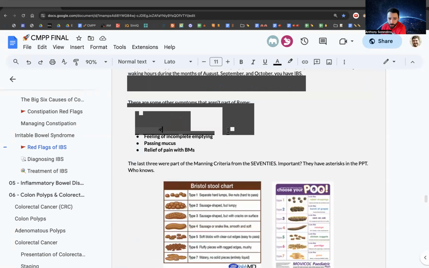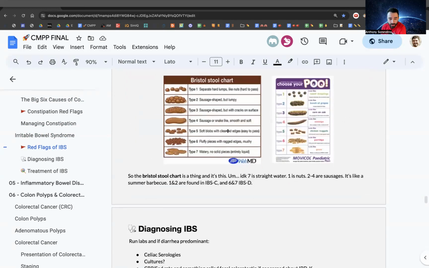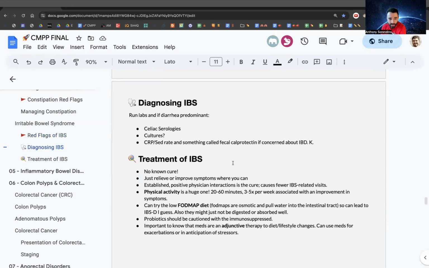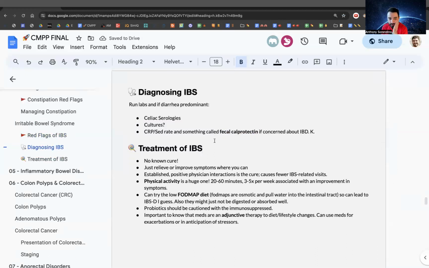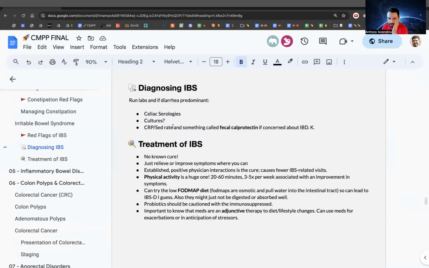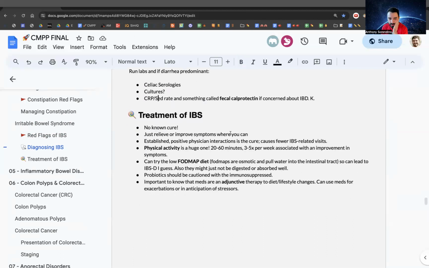Then there are other symptoms that aren't part of Rome. I'm not going to go through all those; I think that's kind of weedsy. You can run different labs: celiac to rule that out, cultures to look for bacteria, CRP, sed rate, and we'll talk about fecal calprotectin. That's going to be for our ulcerative colitis and for our Crohn's, so that's for IBD. I don't know exactly what the CRP sed rate is for, but you can run that as well.